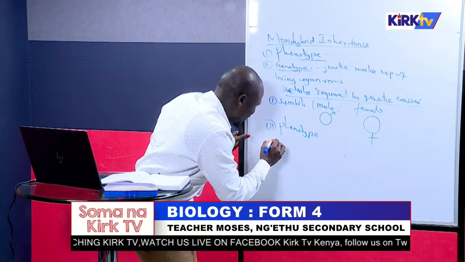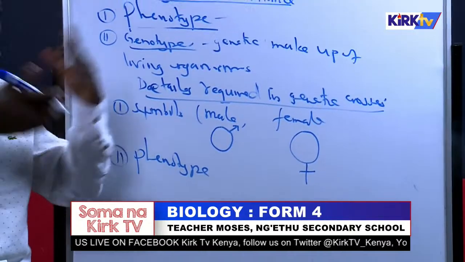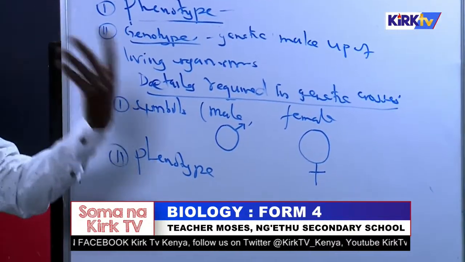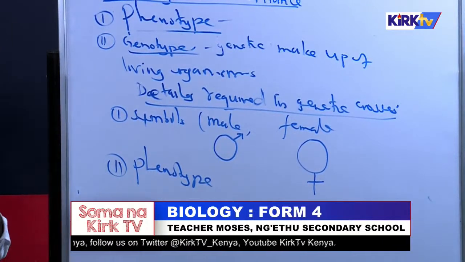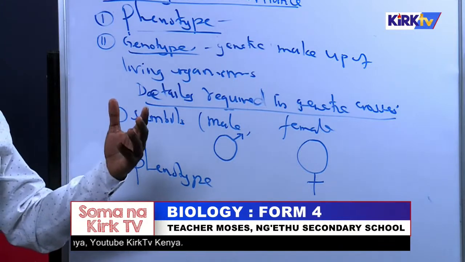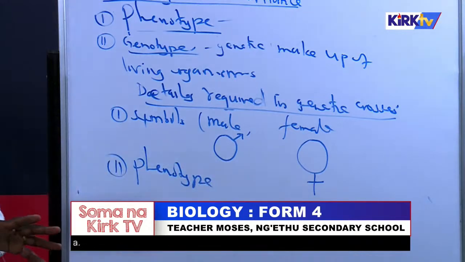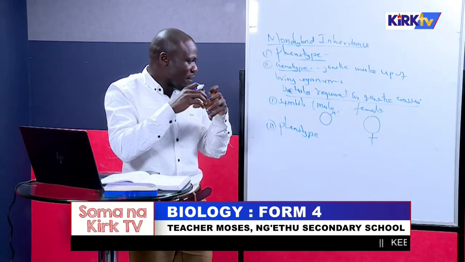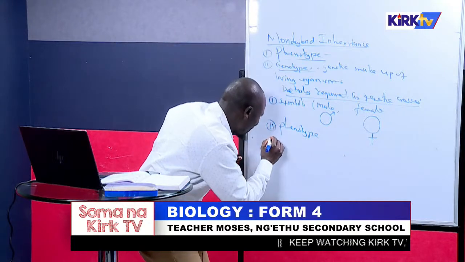We must ensure that the phenotype here is what you'll be able to see from outside. Maybe from outside, this particular organism is dark in color in terms of skin tone, or in terms of height. You'll be able to say this organism is short, and you have to indicate that in writing. So that is the observable outer appearance, or what we'll be able to see from outside.